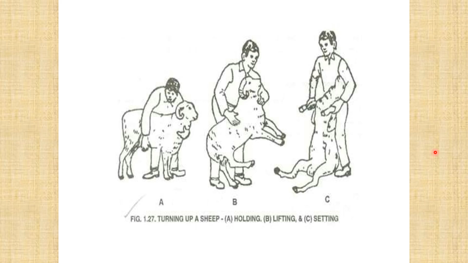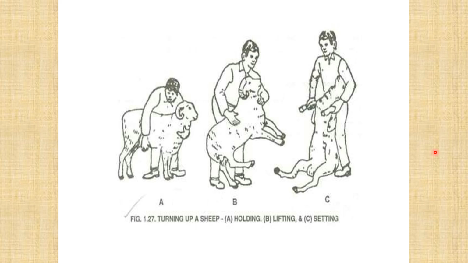Especially here, there are three photographs. Suppose a sheep comes to the dispensary with the owner for taking some medicines. Then you have to handle it in the way that is shown in the picture. The left leg has to be passed below the neck region, whereas the right palm has to be passed very near to the flank region or the udder region.